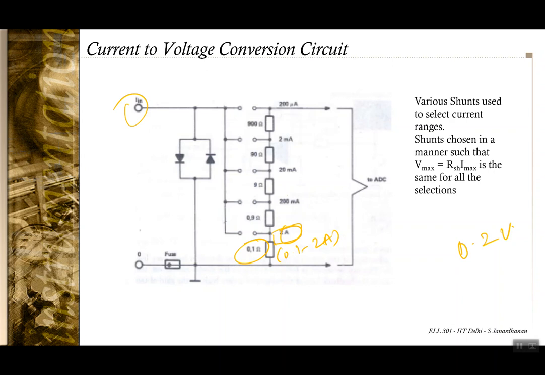Okay, and similarly when you decrease the current range, let us say there is a 200 milliamp current and it goes through this circuitry, then again you have 0.2 volts. Okay, so the same range of voltage can be measured by the ADC, and depending upon the switch position, it can be figured out what is the range of current that has to be displayed. Okay, and the shunt resistances are chosen in a manner such that Vmax, the max voltage, is the same for all the selections, as you have seen in the example.